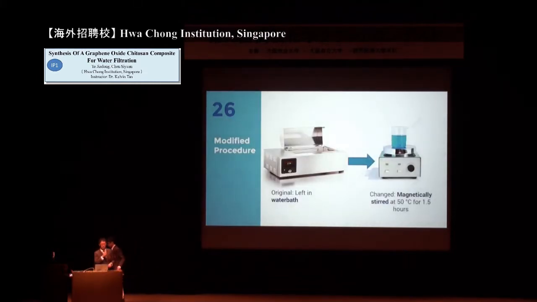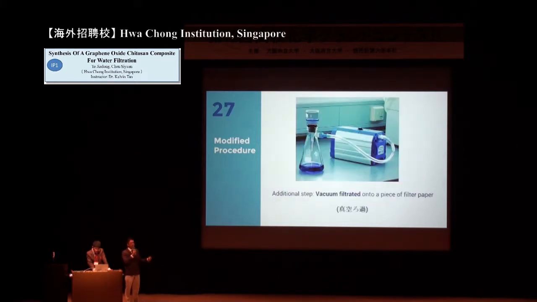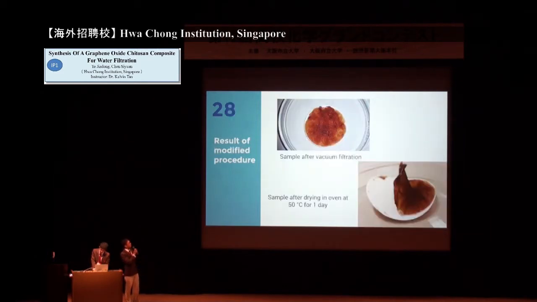And so we devised a new procedure to replace the original one that you saw just now. Instead of leaving the reaction mixture in a water bath at 50 degrees for 3 hours, we put the mixture onto a hot plate and magnetically stirred it for at least 1.5 hours at 50 degrees. The next step is we wanted to form a film. To get a film, we used vacuum filtration: we put a piece of filter paper and vacuum filtrated our suspension onto the filter paper. And this is what we obtained.